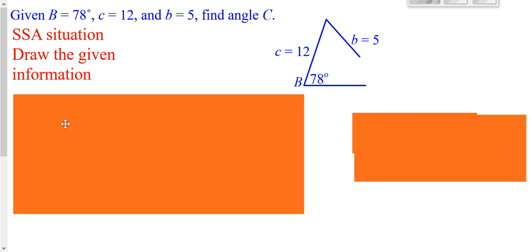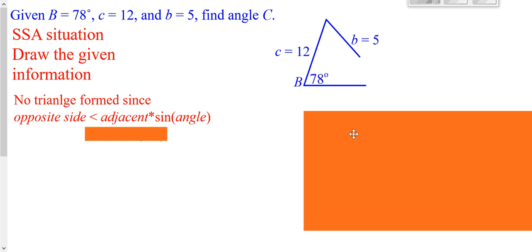once we draw it, it's not a triangle because our opposite side of 5 is less than the adjacent side times the sine of your angle. So if you go adjacent side times the sine of your angle, 12 times the sine of your angle, you can see that 5 is less than that. So in other words, with this being a relatively big angle, and this being a relatively big side, your opposite side's not long enough to reach down to form a triangle. It's too short. So therefore, if it's not a triangle, you can't solve it.